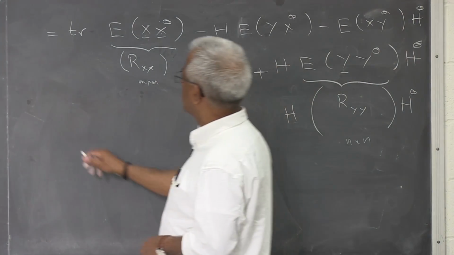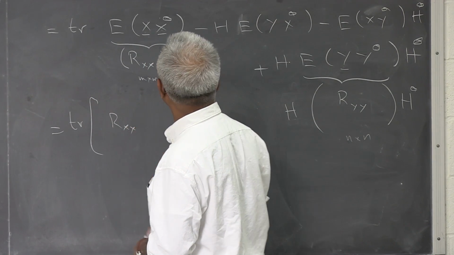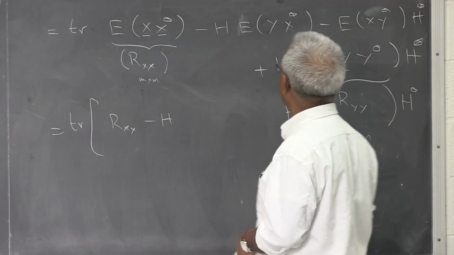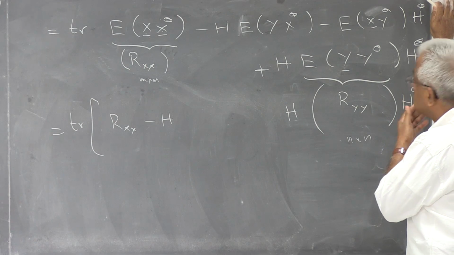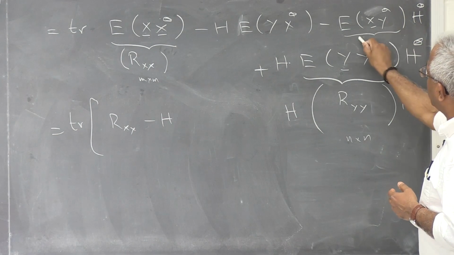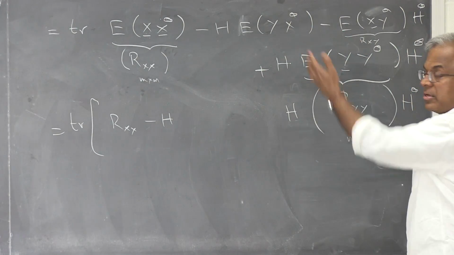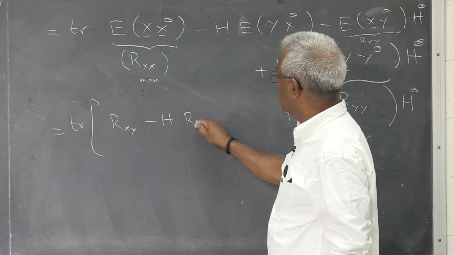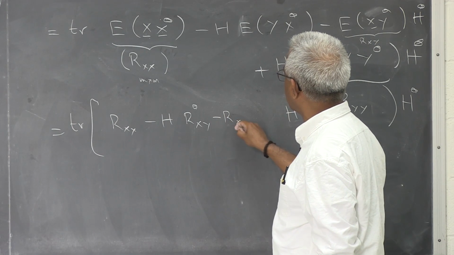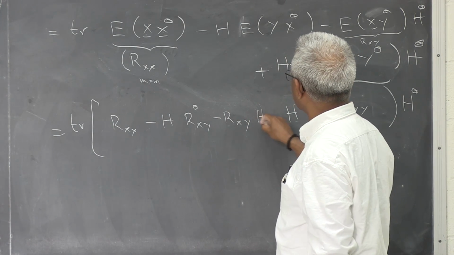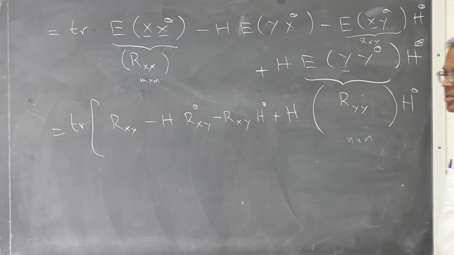So let me write all the 4 terms. So this is a trace of RXX minus H. Let me also put a notation for this. I'm going to call this matrix RXY. So this will be what? The conjugate of that, right? So this is RXY star minus RXY H star plus. Why this is plus is because minus minus twice, right?